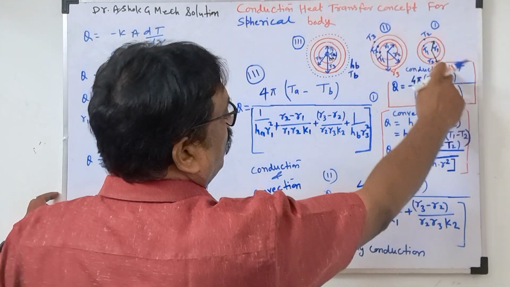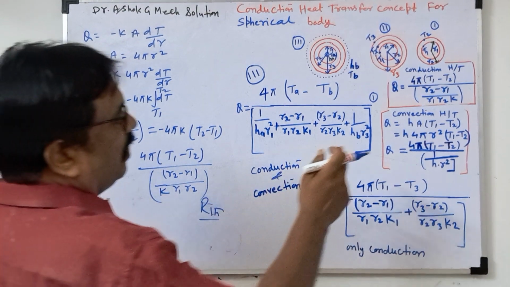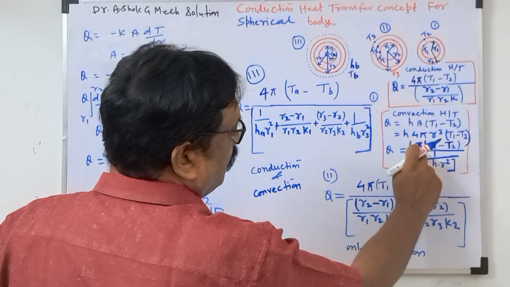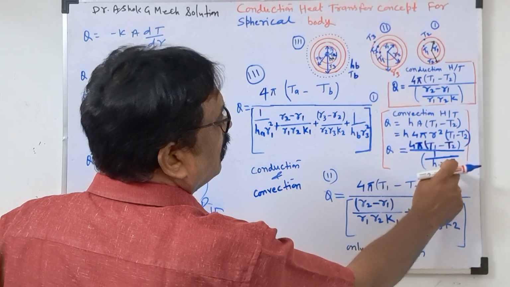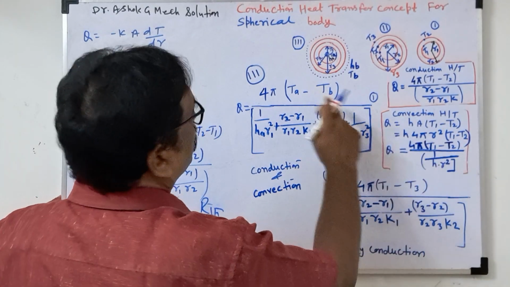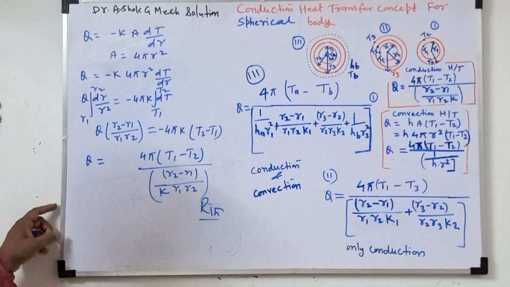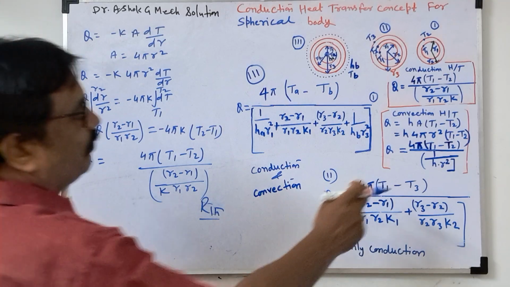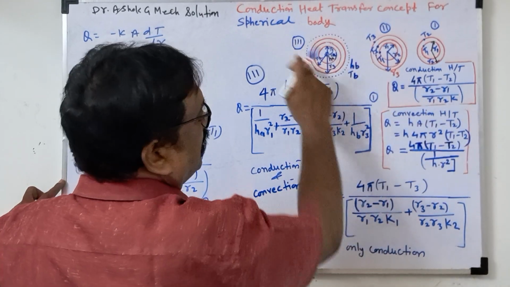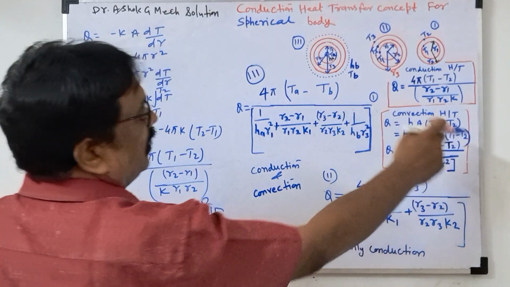Now convection heat transfer for the single body. What is A here? 4 pi R square. The convective thermal resistance for the spherical body is 1 by h into 4 pi R square, where h is the heat transfer coefficient. So these two you have to remember: thermal resistance for conduction for the spherical body, and thermal resistance for convection, for the single body.